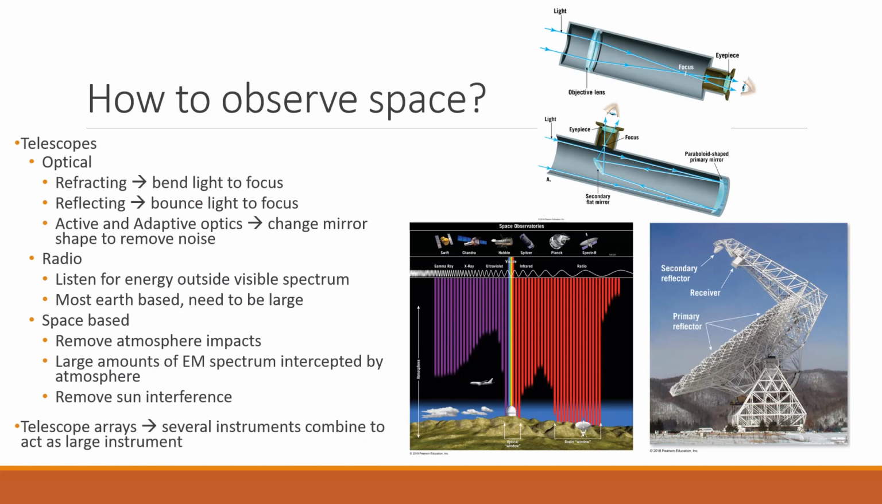How do we observe space? Well, we use telescopes. Telescopes are actually fairly old technology. Your textbook goes through some of the early telescopes. The earliest telescopes were optical, and we still use optical telescopes. Optical means that we're bringing an image to an eye or a computer.